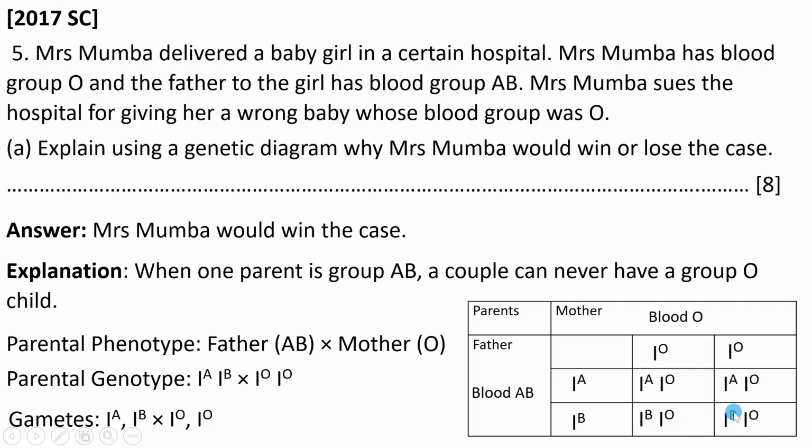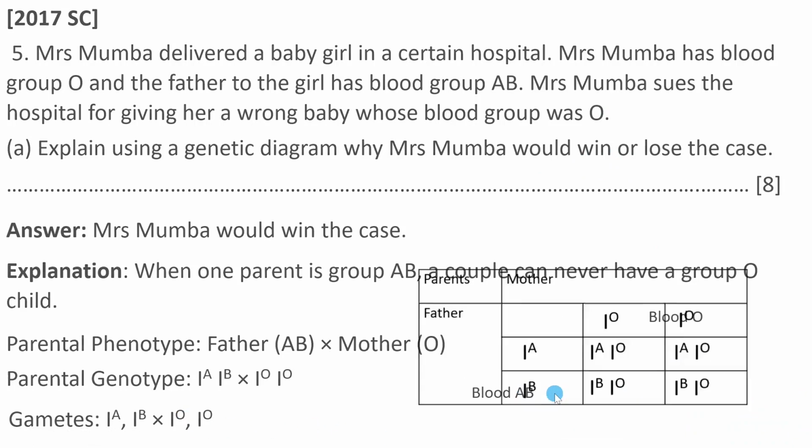Okay. So now the blood groups of the offspring. The chances are that they'll have AO, which is a heterozygous blood group A. This one BO is a heterozygous blood group B. This one AO is a heterozygous blood group A, and this one BO is heterozygous blood group B. So they don't have a child with blood group O here. For them to have a child with blood group O, they must have OO.